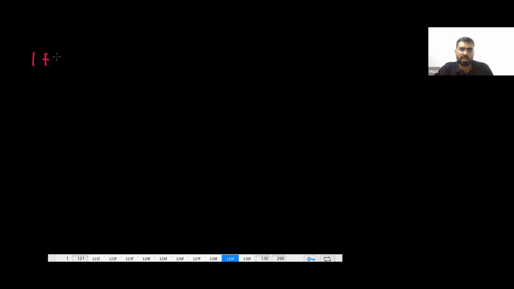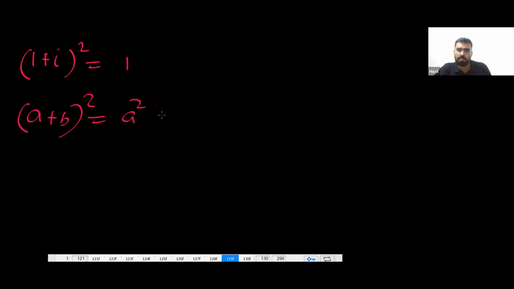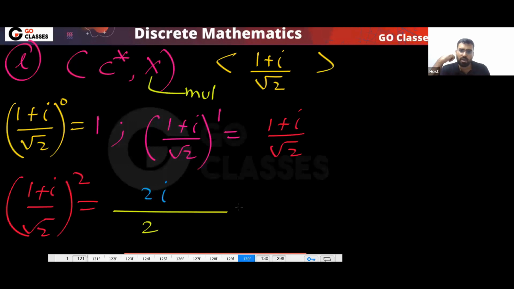See, (1 plus iota) whole square. That is your favorite formula. I hope this is your favorite formula: a square plus 2ab plus b square. So (1 plus iota) square will be 1 square plus 2 iota plus iota square. So that will be basically 2 iota. So I can say that it will be 2 iota, and finally it will be iota.